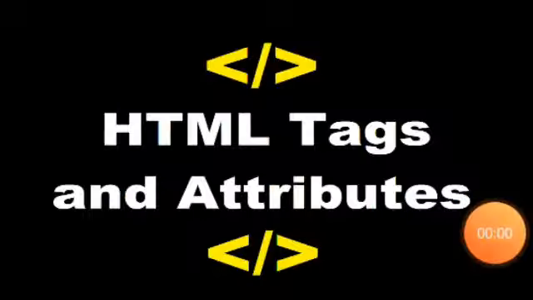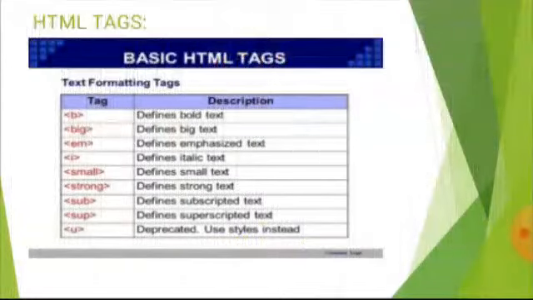Let's start with HTML language today. Basic HTML tags over here. B tag. B tag is used for making the text bold. Then after that, big tag. Big tag is used for making the text big.